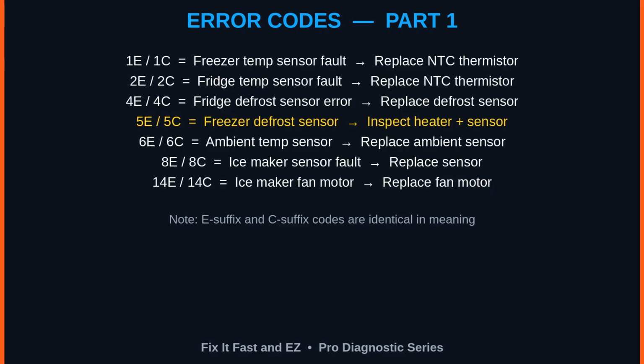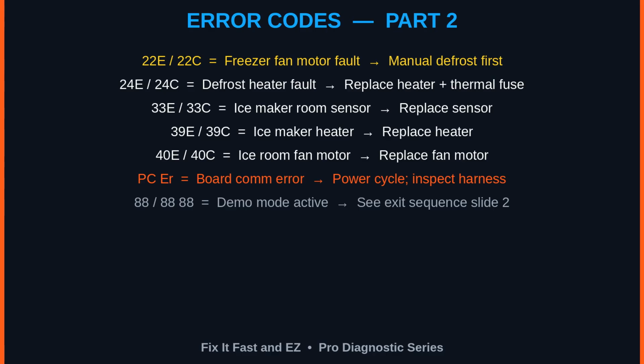Error codes use an E suffix or a C suffix. They're identical in meaning. 1E or 1C is the freezer temp sensor. 2E or 2C is the fresh food sensor. 4E is the fridge defrost sensor. 5E is the freezer defrost sensor. One of the most common field calls.